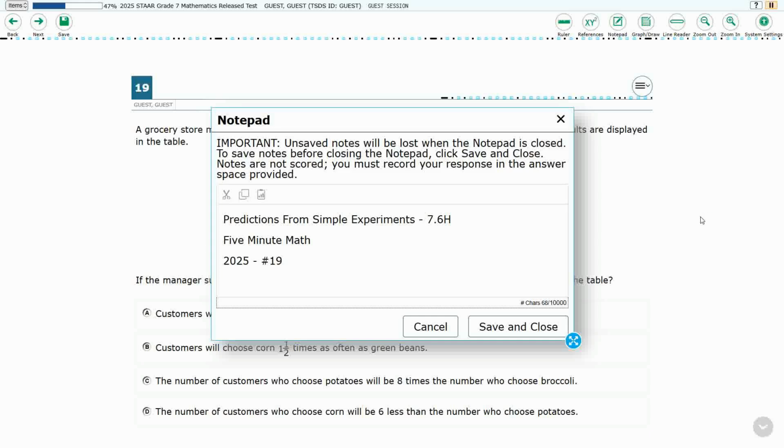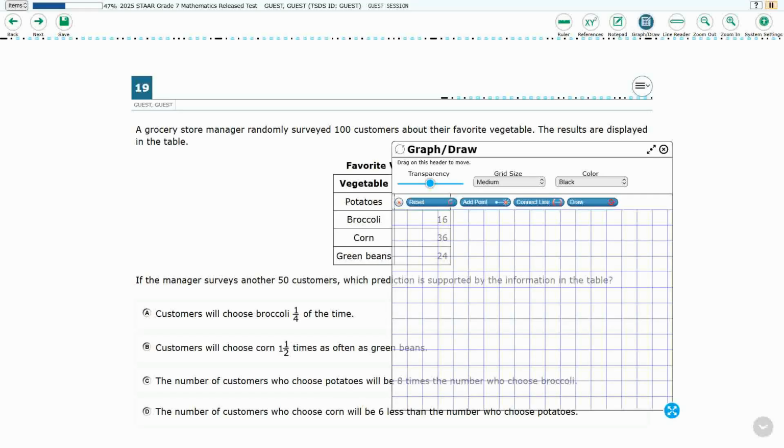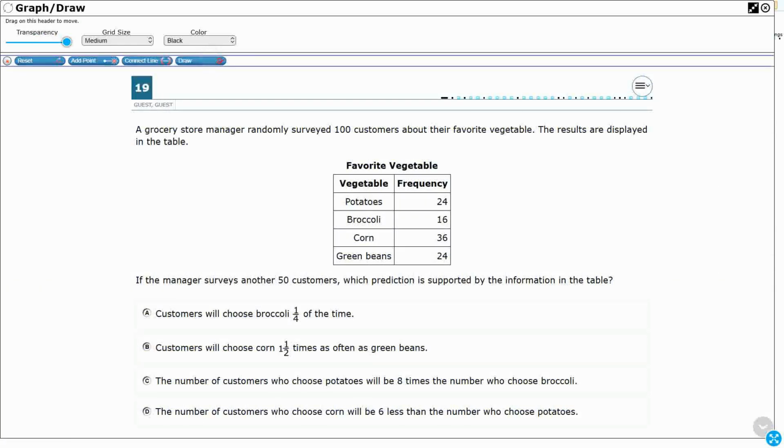Today we are looking at the 7th grade concept of predictions from simple experiments. This is standard 7.6H in the great state of Texas, and we are using item number 19 off the 2025 released STAAR test. If you haven't done so already, please go ahead and take a moment to pause the video, work this problem out on your own, unpause it, and we will look at our answers together.